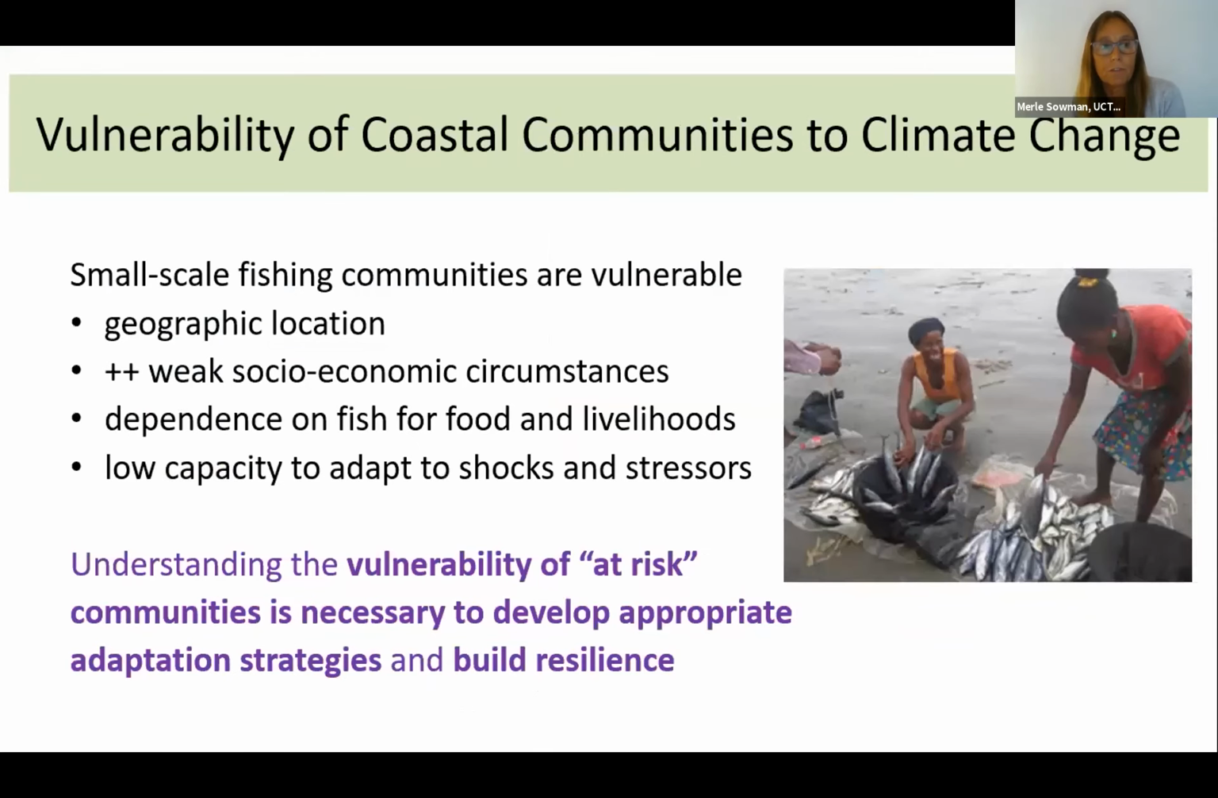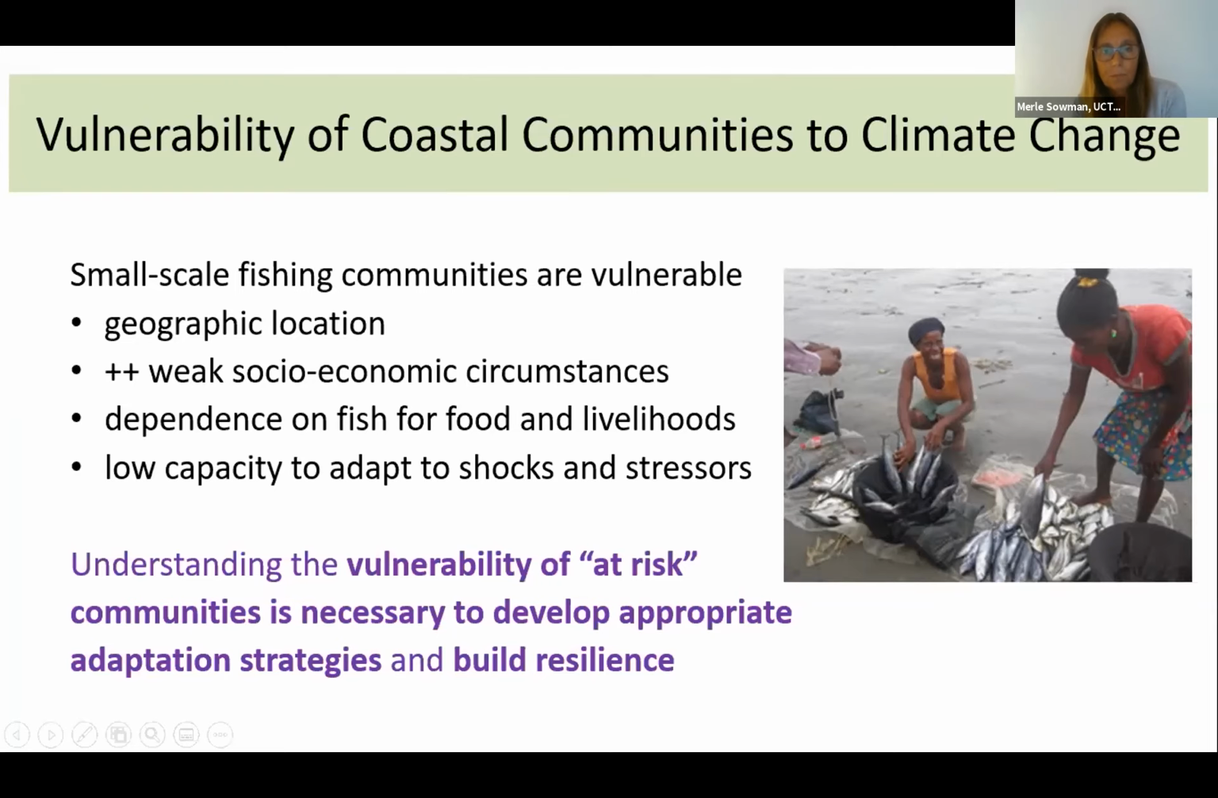So as heard already, small-scale fishing communities are particularly vulnerable, and this is due to their geographic locations, often in low-lying areas. We also know that they're very often amongst the poorest, in very weak socioeconomic circumstances, and many of these communities rely on fish for food security and for livelihoods. And we also know that many of them have low capacity to adapt to these shocks and stresses that they experience due to climate change.